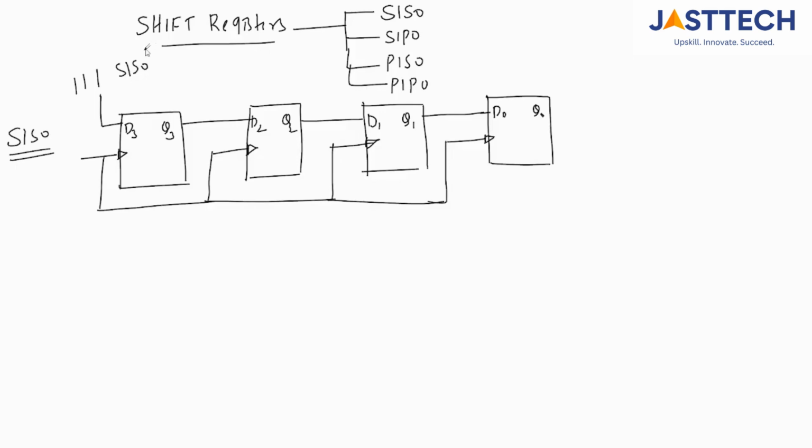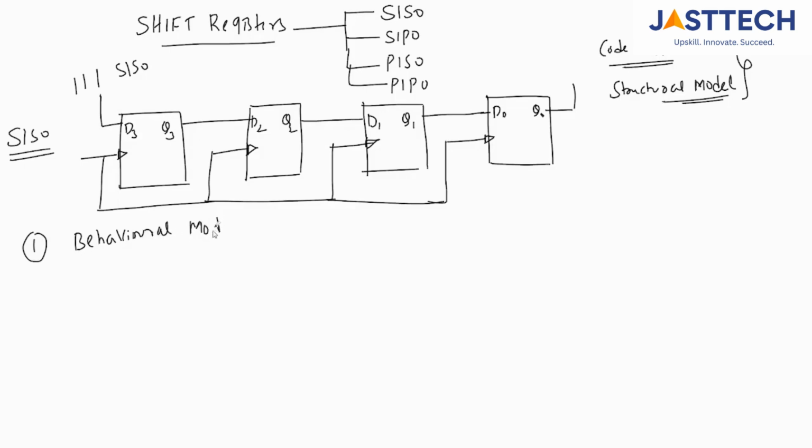So here, first you need to write the code for the D flip flop in a separate module, and next you need to instantiate it 4 times. That is nothing but structural modeling. Structural modeling means first you write the code for the D flip flop, and after that you instantiate it 4 times. And how to write it if it is behavioral modeling? So, behavioral modeling.